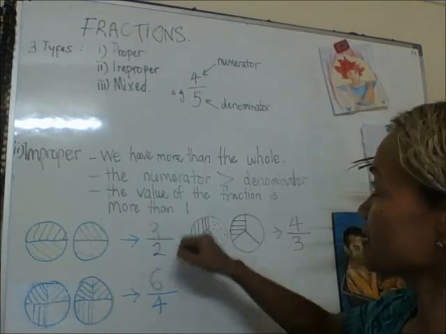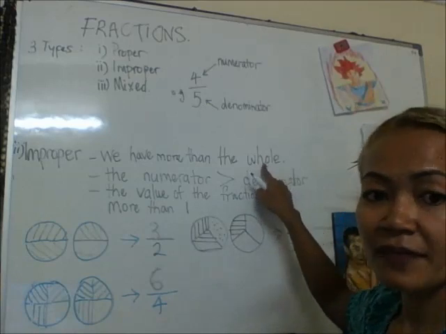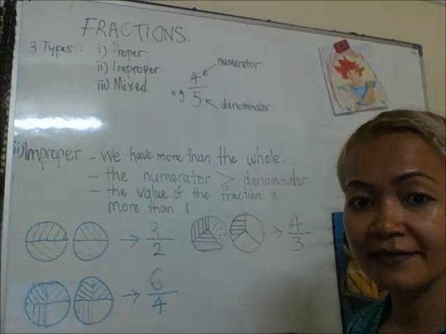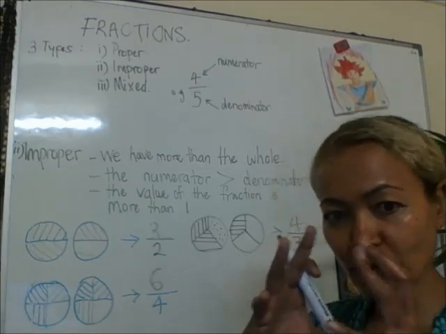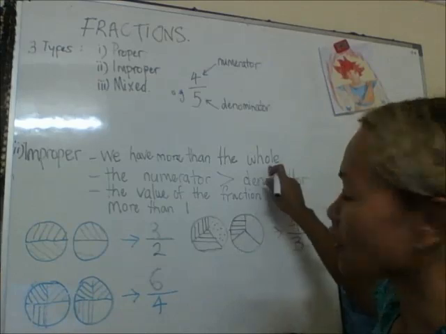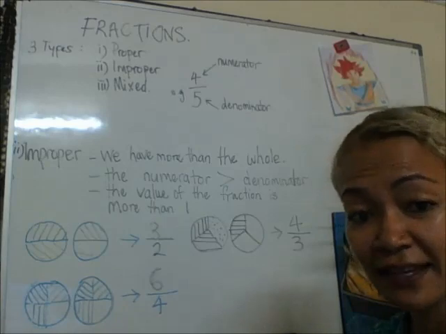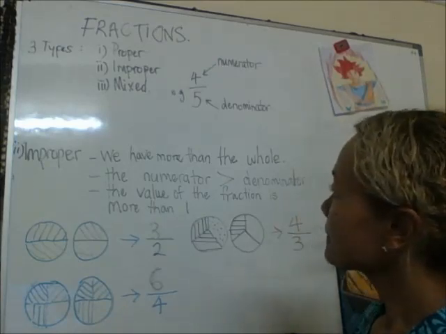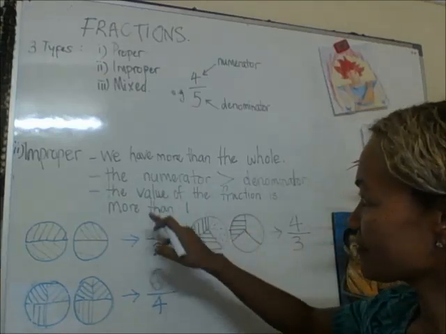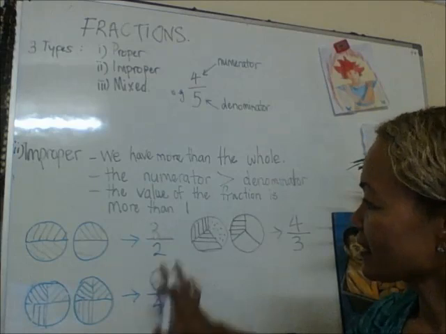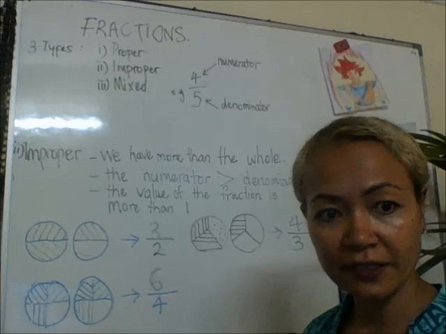You see, with these fractions, we have more than the whole, because the whole is basically 1. Or even 2 or 3, whatever, but more than at least 1. So the whole is when the number on the top is equal to the number on the bottom. That's 1. More than 1, the numerator is bigger than the denominator. The value of the fraction is more than 1. So these are the 3 graphical examples of improper fractions.